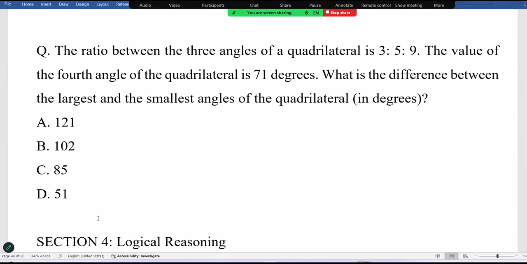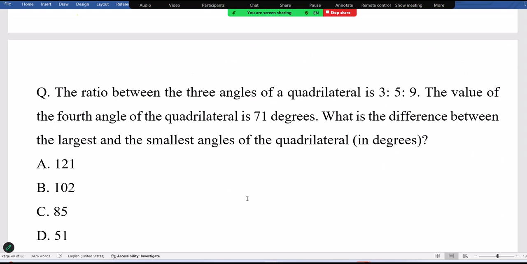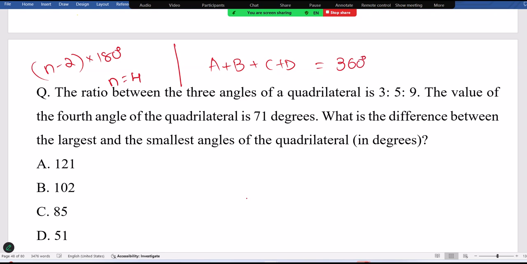And I believe people understand quadrilateral sum of angles. The sum of interior angles of a quadrilateral, for any polygon, is n minus 2 into 180 degrees. N represents the number of sides. Here n value is 4 because of the quadrilateral. So we got 360 degrees. First one is 3x, second one is 5x, third one is 9x. The fourth angle is 71.